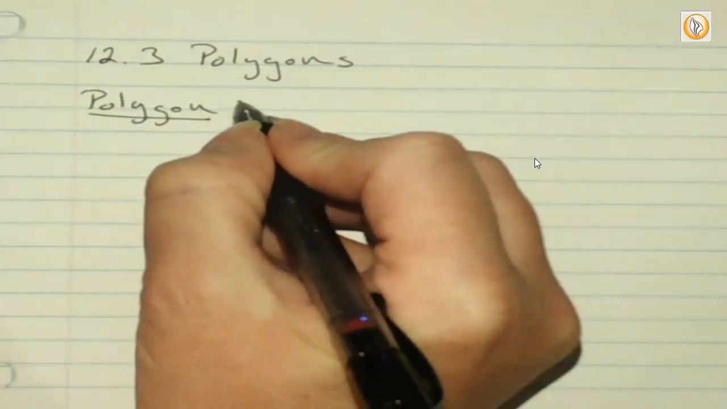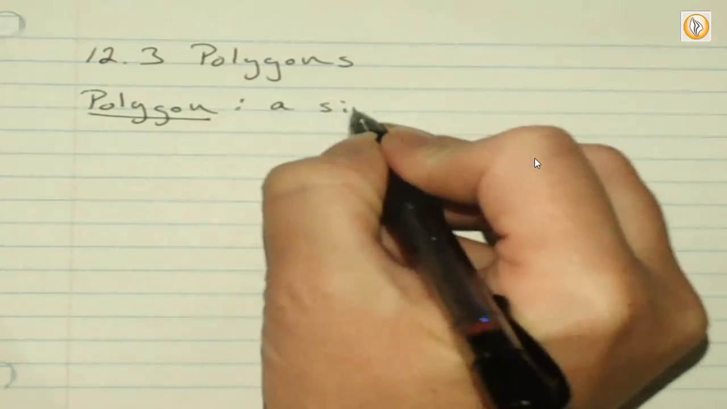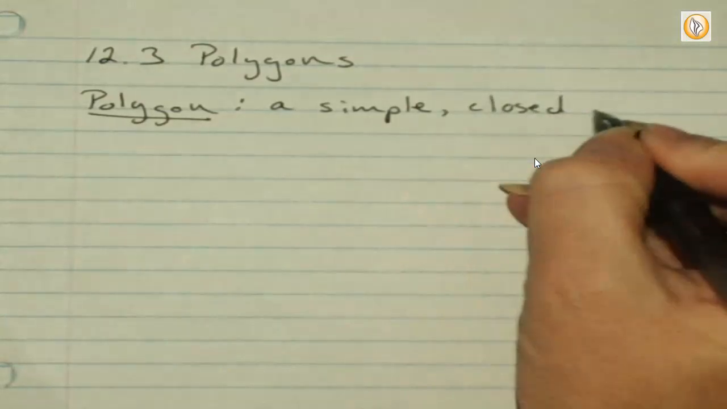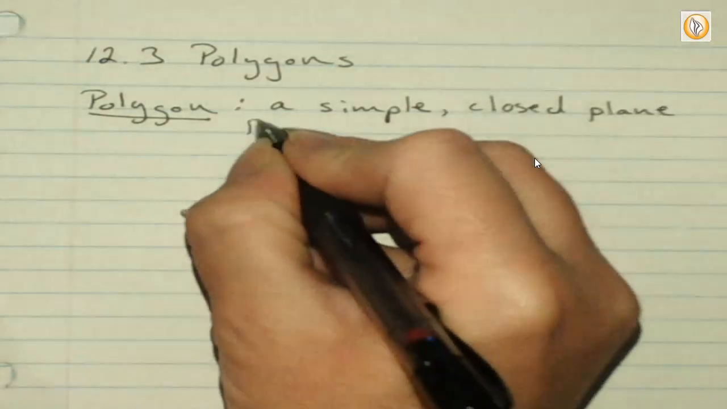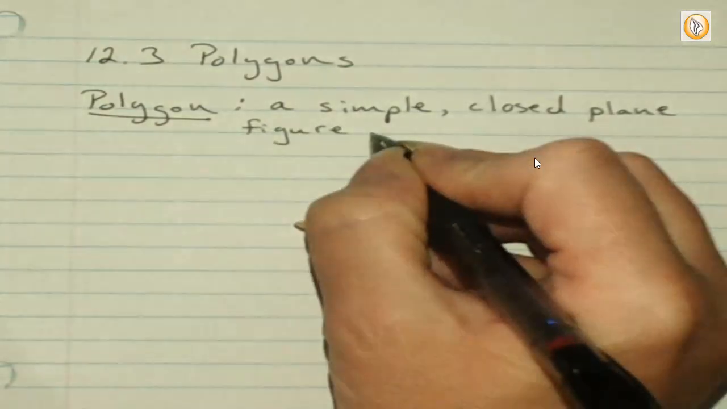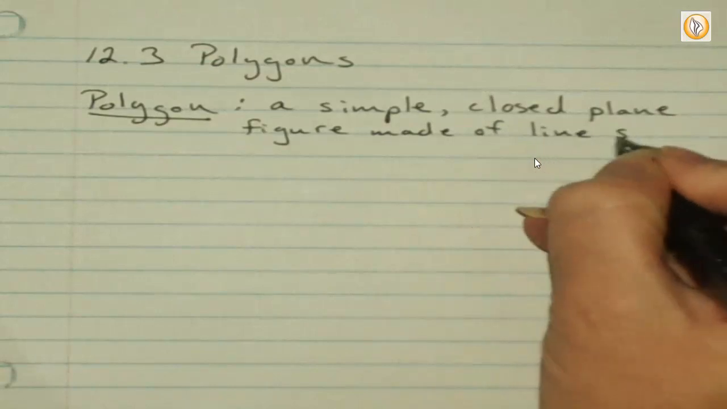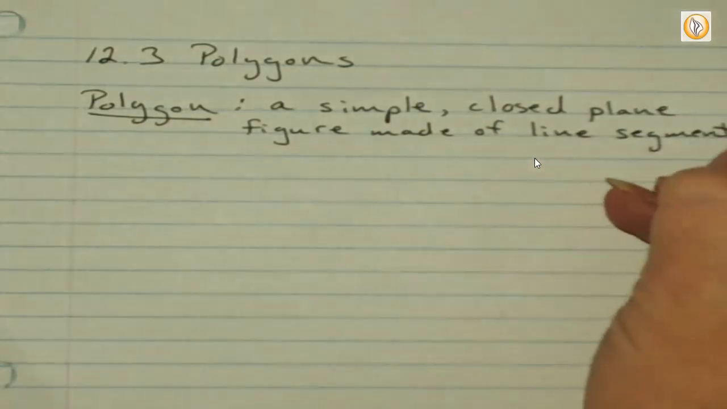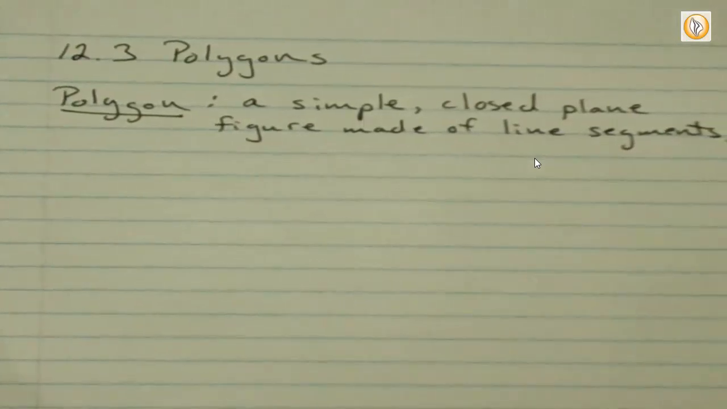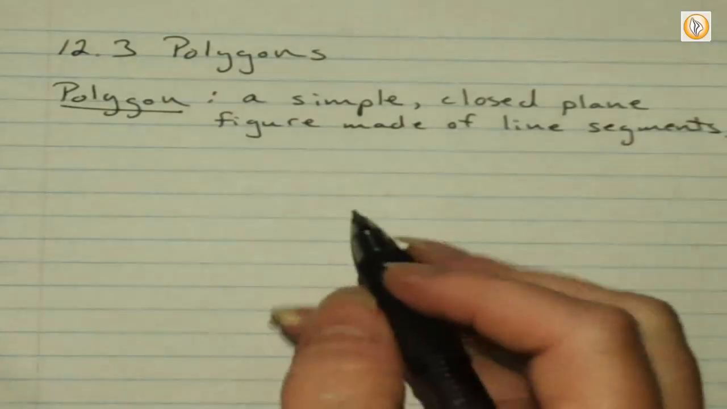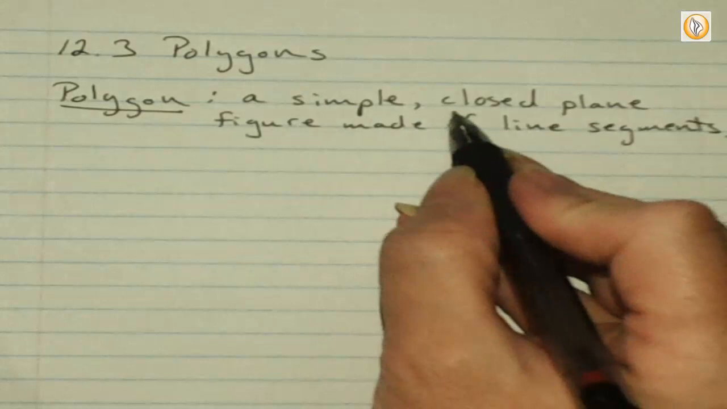All right. A polygon is a simple, closed, plain figure made of line segments. Okay, polygon. Simple, closed, plain figure made of line segments. It is really hard. Okay, so for example, a polygon has to be closed.